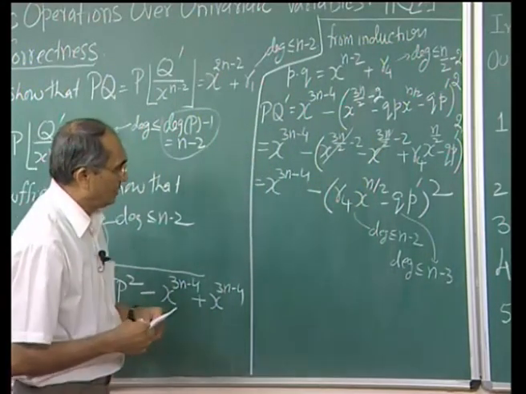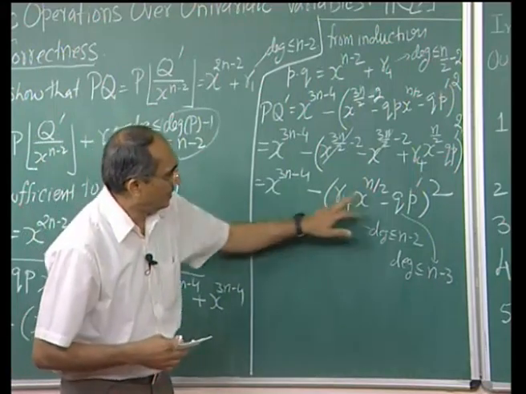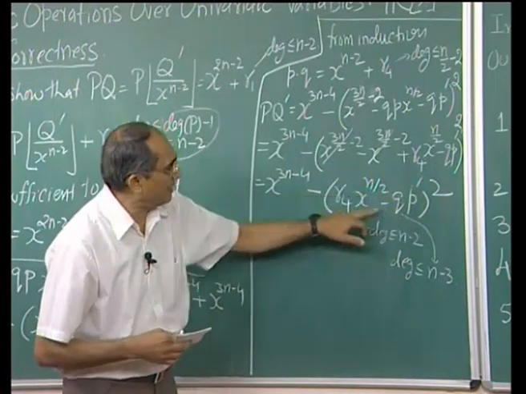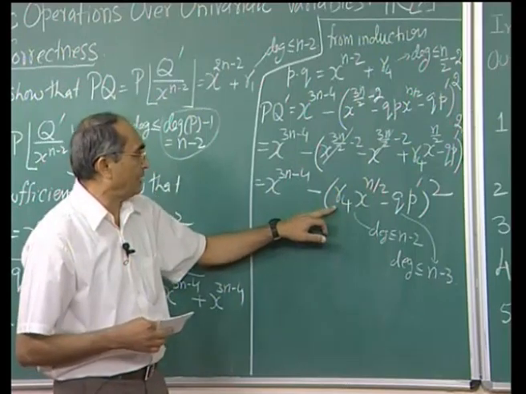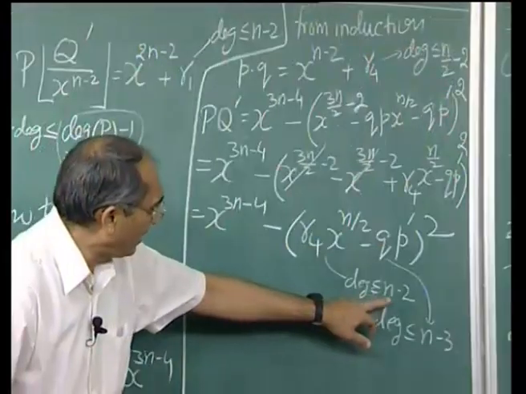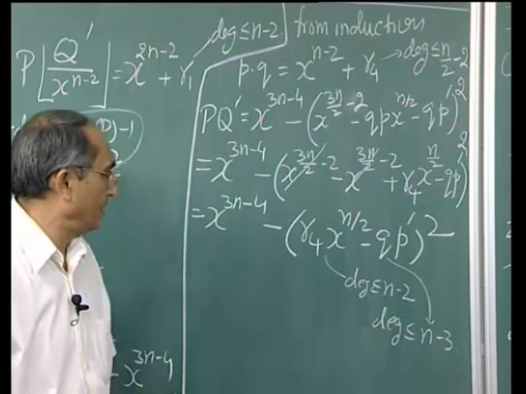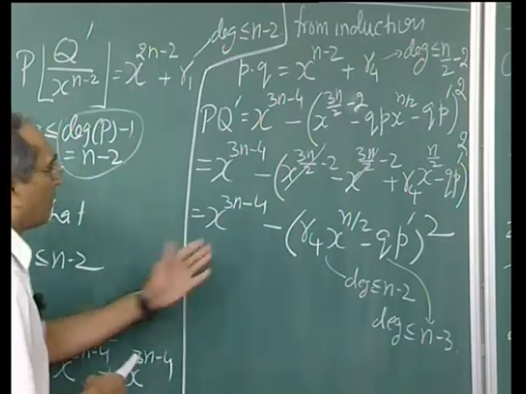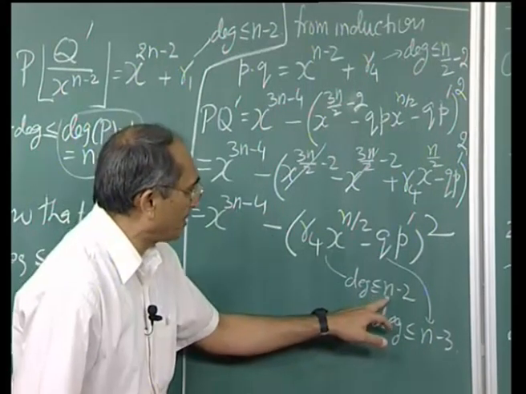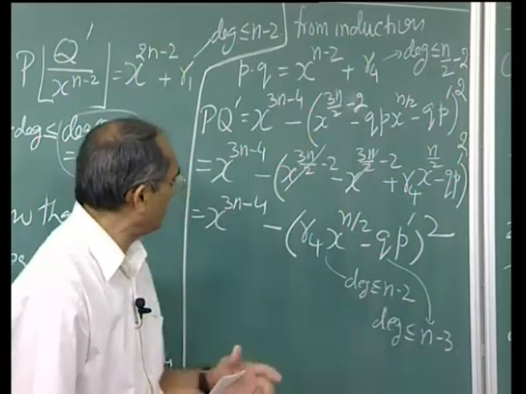So, overall the expression inside the parenthesis has degree n minus 2 or less, or the whole thing has degree 2n minus 2 or 4 minus 4.